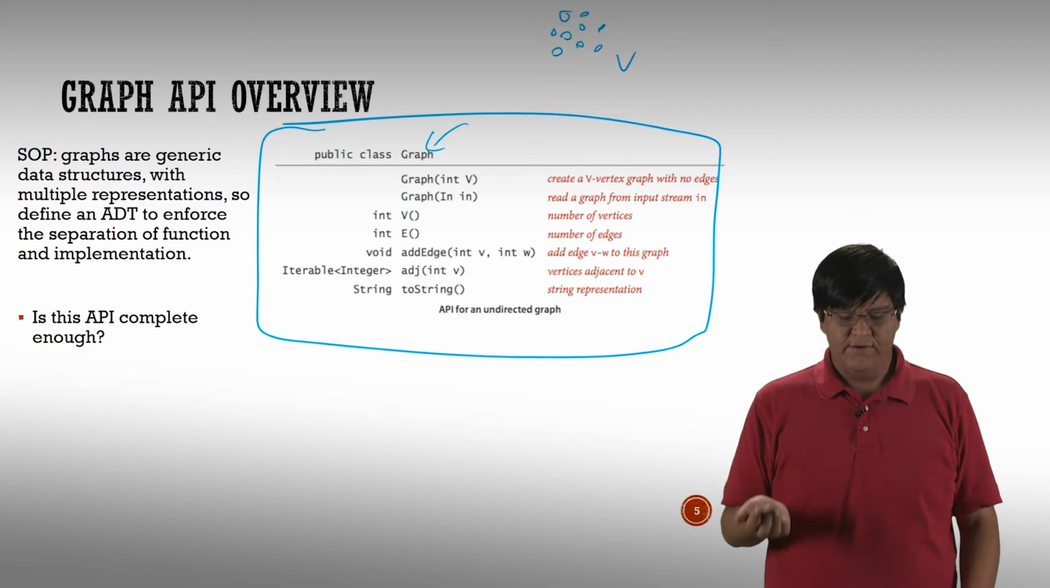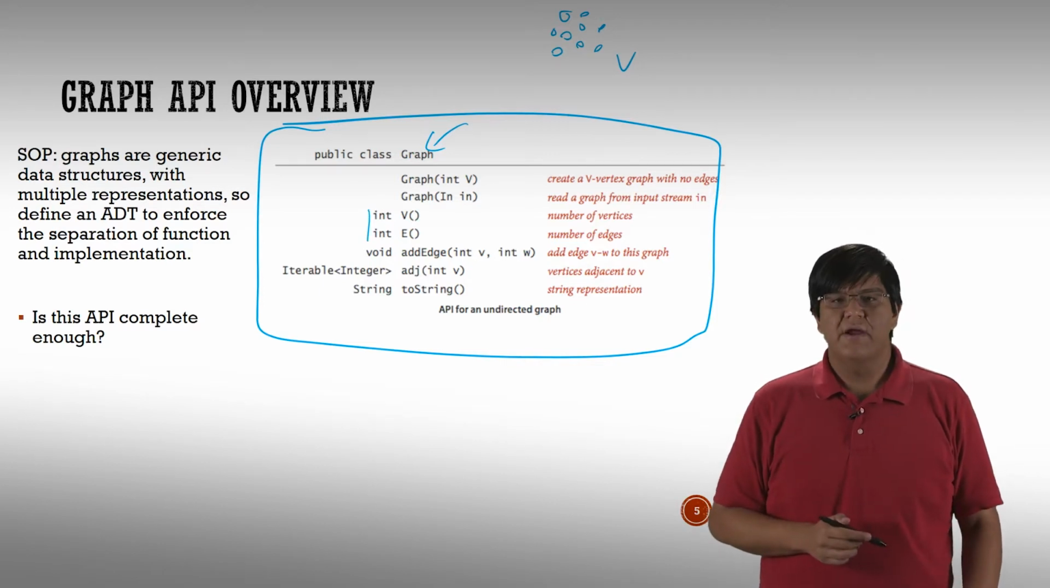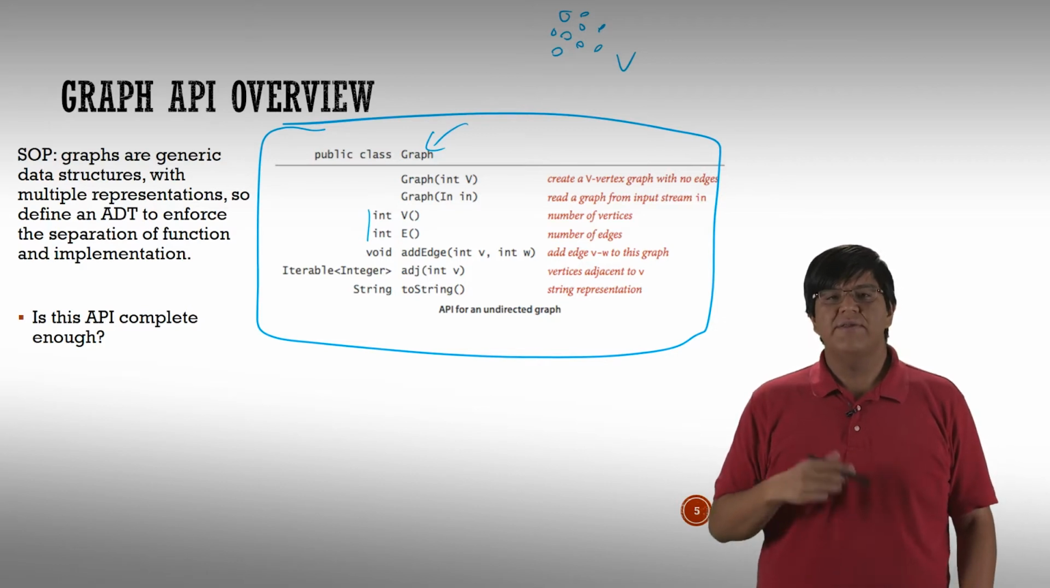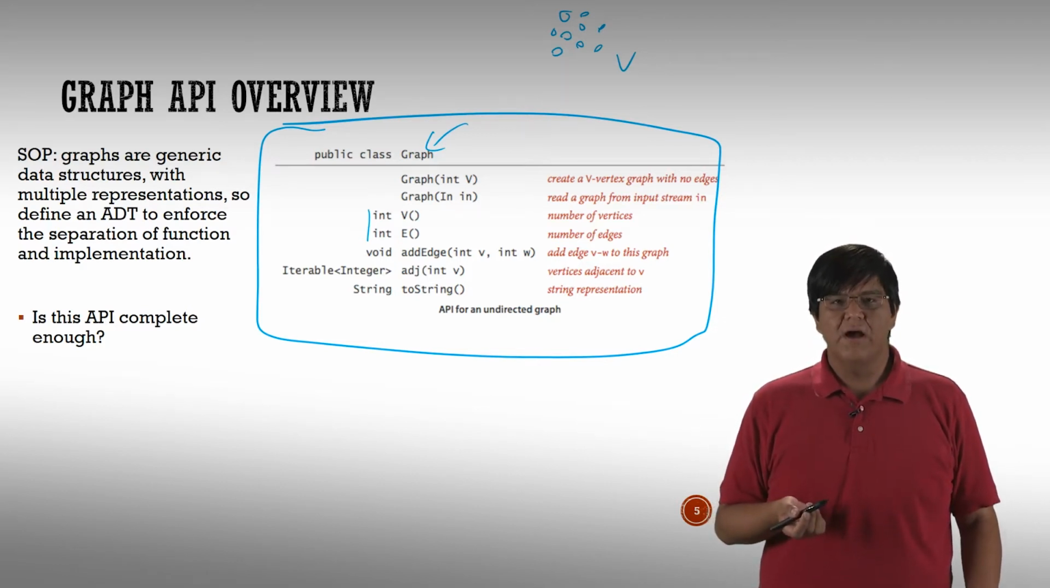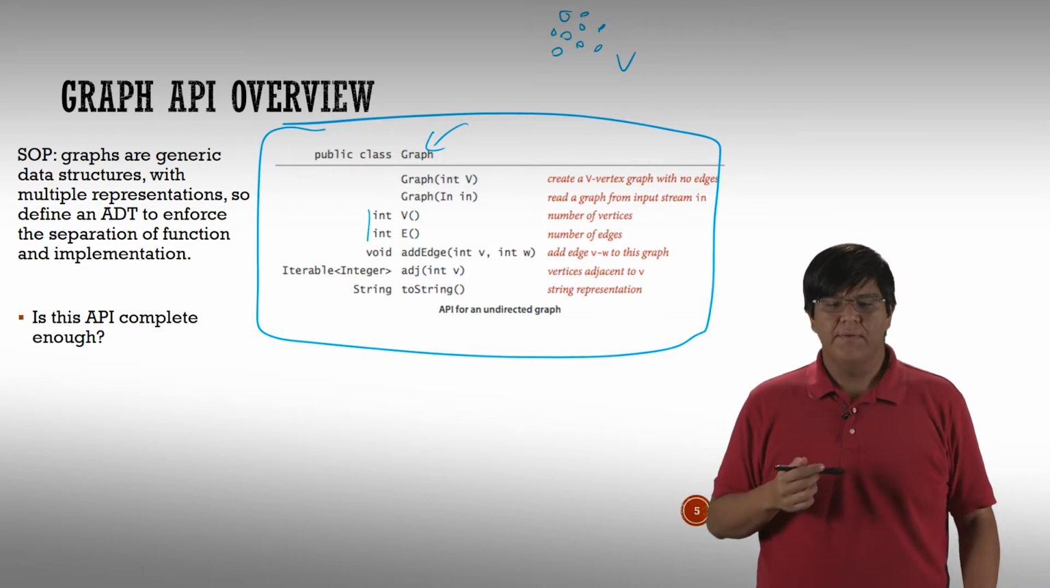Then we have two accessors, int V and int E. Those are our accessors to tell us how many vertices are in this graph and how many edges are in this graph. V and E are going to be the common names you see in code to represent the number of vertices and the number of edges. So those are very typical.